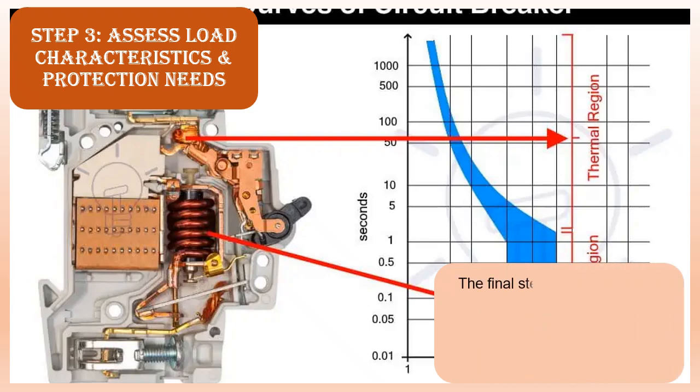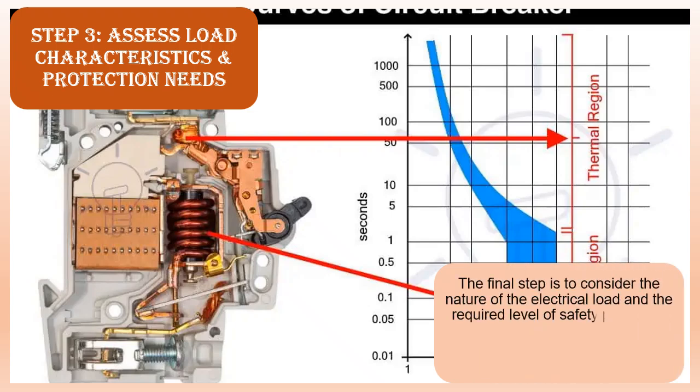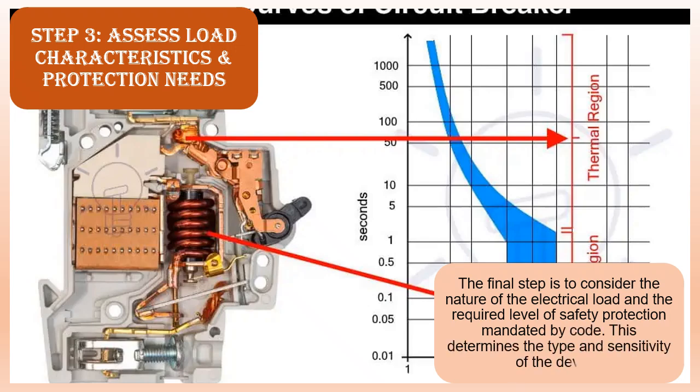Step 3. Assess load characteristics and protection needs. The final step is to consider the nature of the electrical load and the required level of safety protection mandated by code. This determines the type and sensitivity of the device.